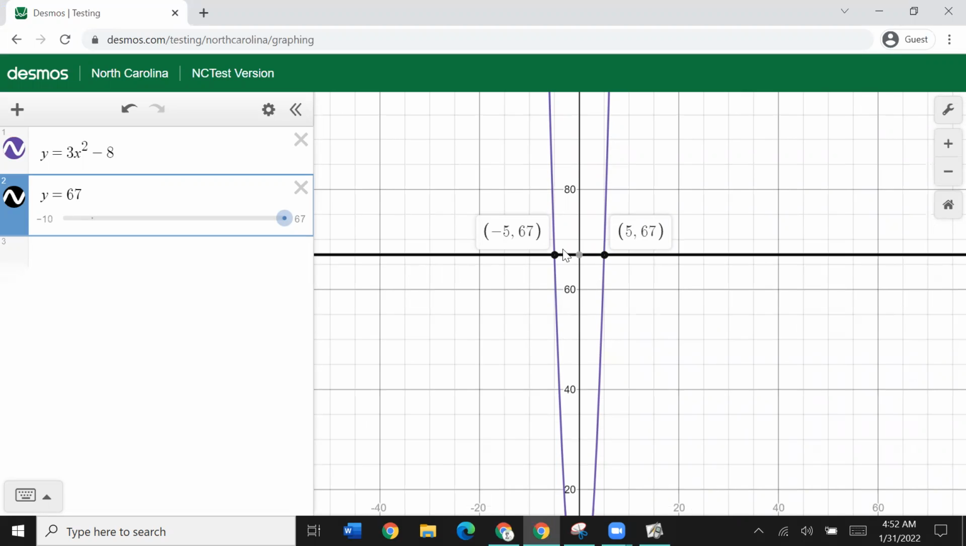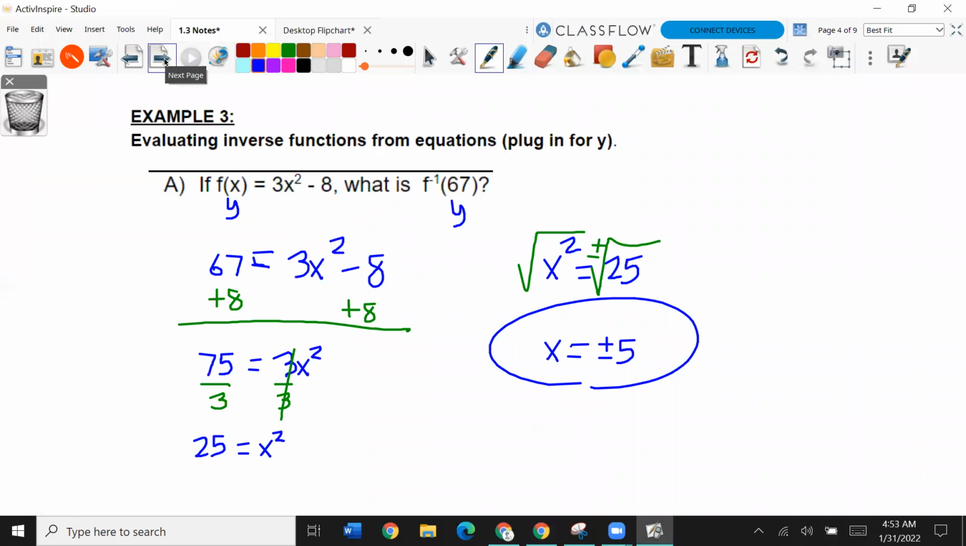Well, that should make sense. We got a plus or minus 5. So there's 2 separate answers for that. That's why you need that plus or minus, because you have a parabola, its inverse isn't a function, right? It fails the horizontal line test. So you're going to get 2 outputs. So that's visually why that works.